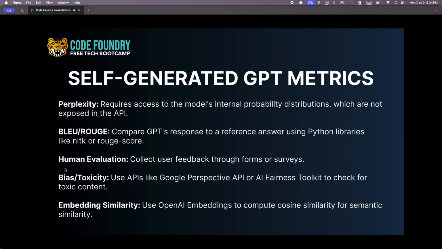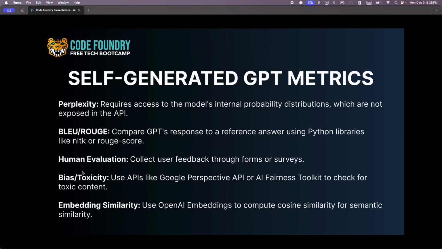Human evaluation, of course, which could be collected through user feedback, through forms or surveys. Say you have a chatbot that you've implemented into your app. Just having a button that says the chatbot did a good job versus it did a bad job would be great on your interface, because it allows you to collect user feedback on how effective that chatbot is being.